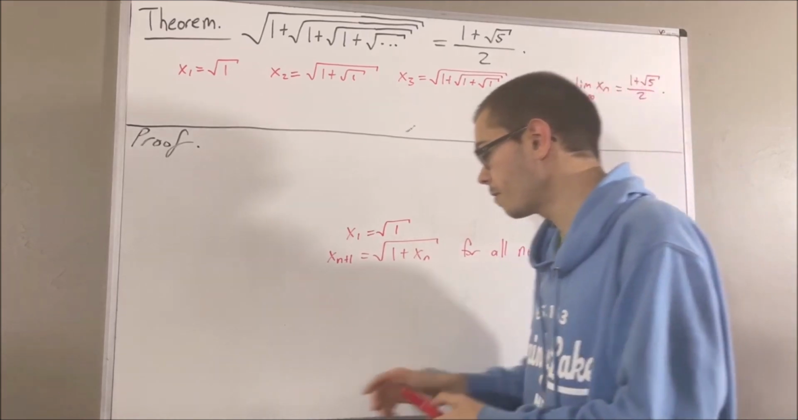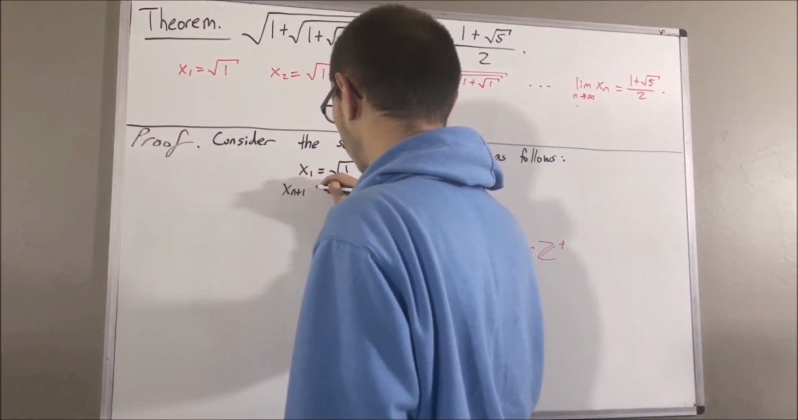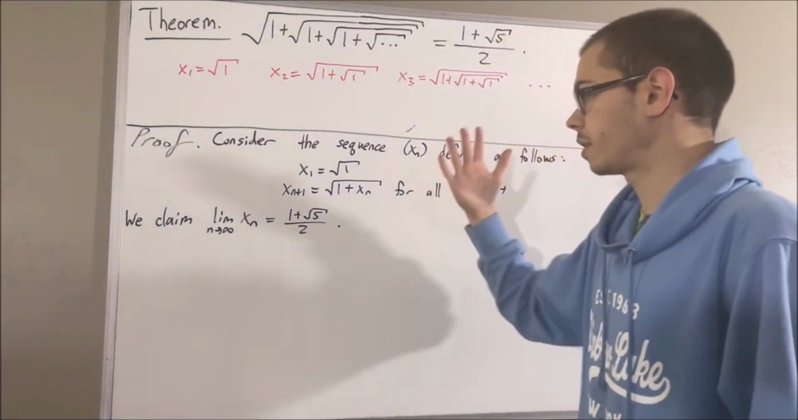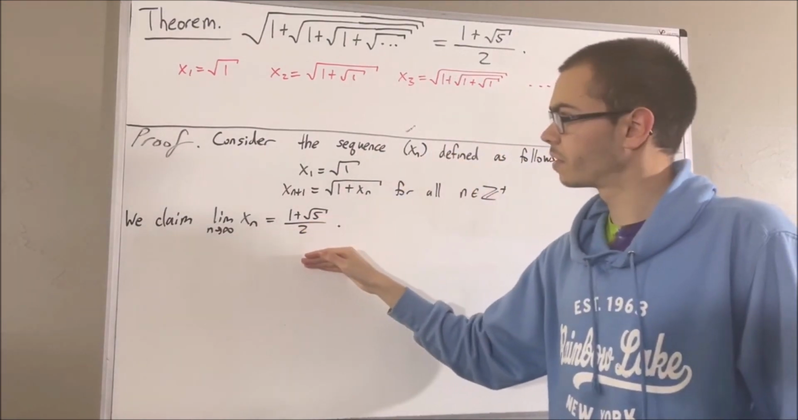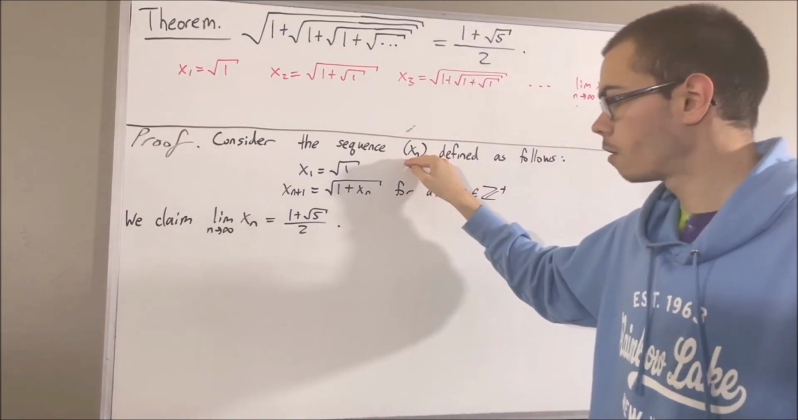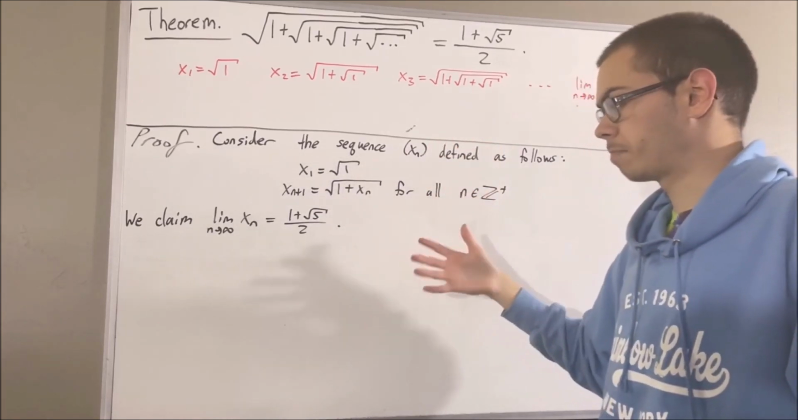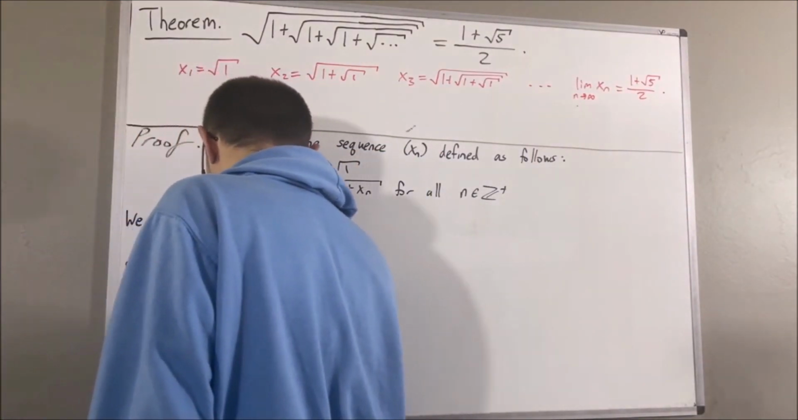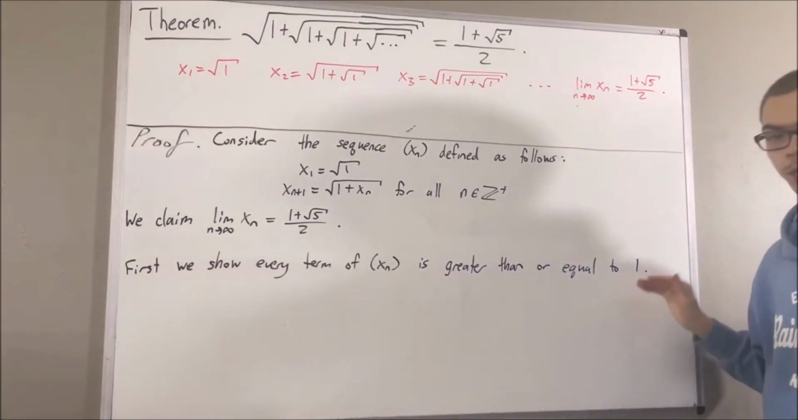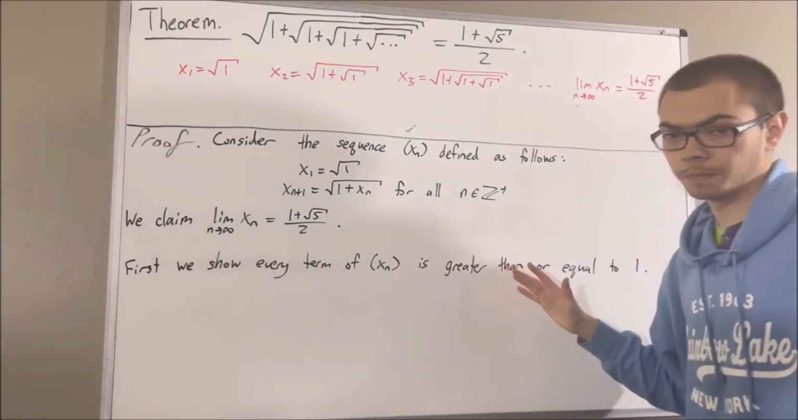Okay, so now let me just write this up here. We want to show that the limit of this sequence is equal to the golden ratio. Now, before we deal with anything that has to do with the limit of this sequence, first we're going to show every term of our sequence is greater than or equal to 1, because that's going to be useful later. And so to show this, we're going to use induction, right? We're really trying to show for all positive integers n, xn is greater than or equal to 1.